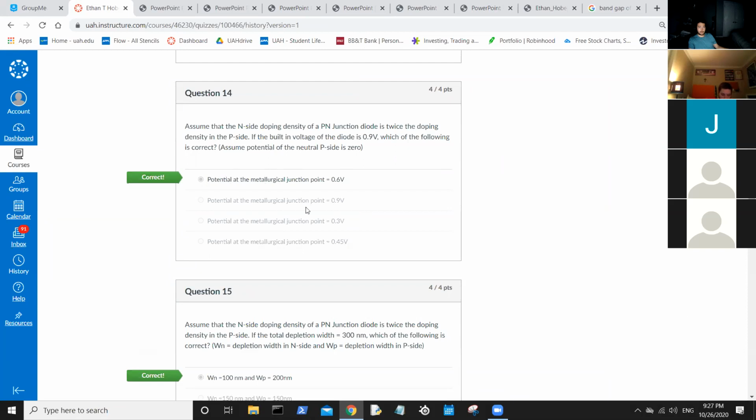So for these ones, when you're finding the potential at the junction point, it's simply the ratio of the depletion region of either the N or the P type, whichever side it told you to start at, times the built-in voltage. And that'll give you your value, which is 0.6.